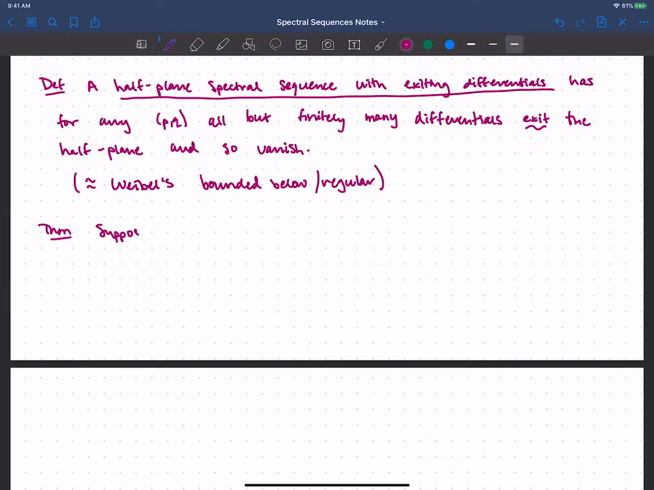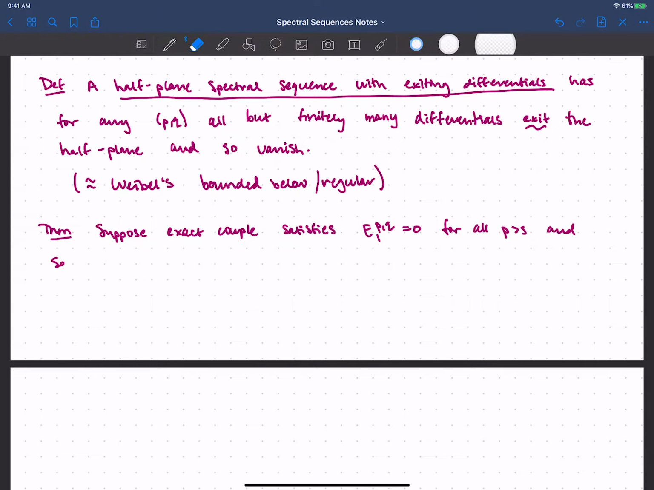It says, suppose that you have an exact couple. I'll use all the notation we've been using so far. And suppose this exact couple satisfies that E1 p,q is 0 for all p greater than s. Really the main difference here is that Boardman has p greater than 0, but of course you could just re-index things and then you get p greater than s. So I'm just saying it doesn't have to fit squarely in a particular half plane. It could just have a line of vanishing, an edge of the plane that vanishes.